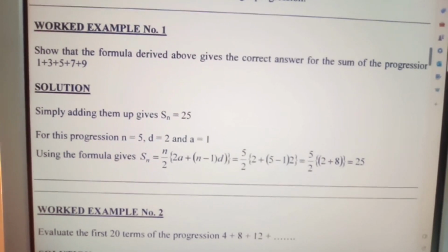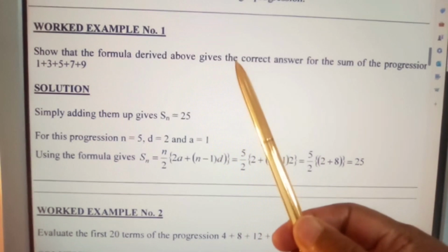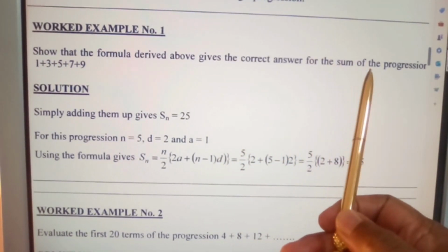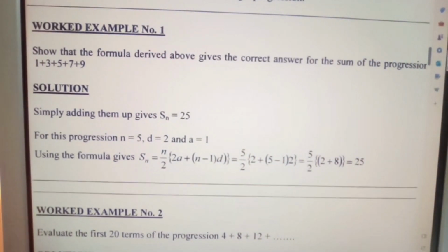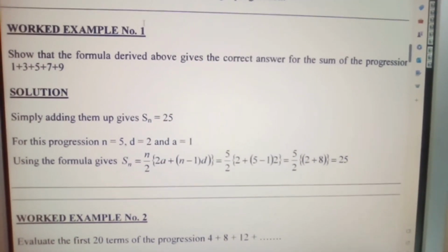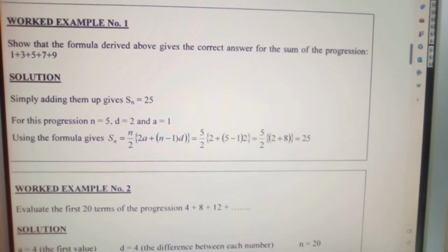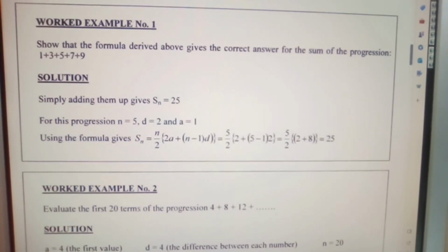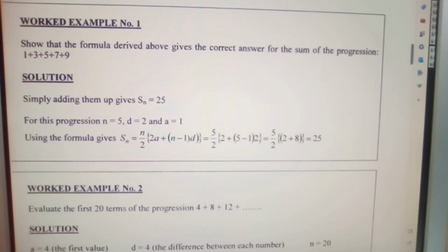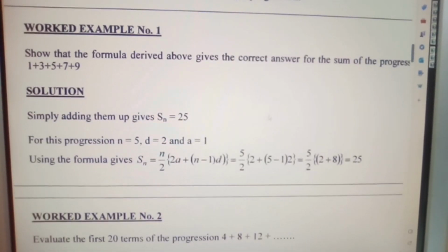Right, what this is saying here, show that the formula derived above gives the correct answer for the sum of the progression. Okay. Let me just minimize that a little bit so that we can make sure it can be seen by everyone. Okay, and that I have not missed anything. Okay, good. I'm happy with that so far. Okay, let me again enlarge.